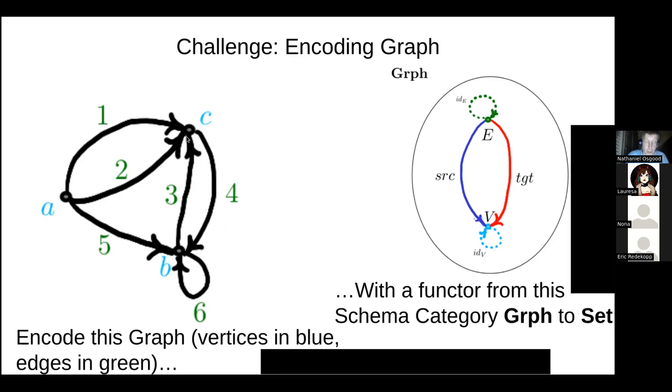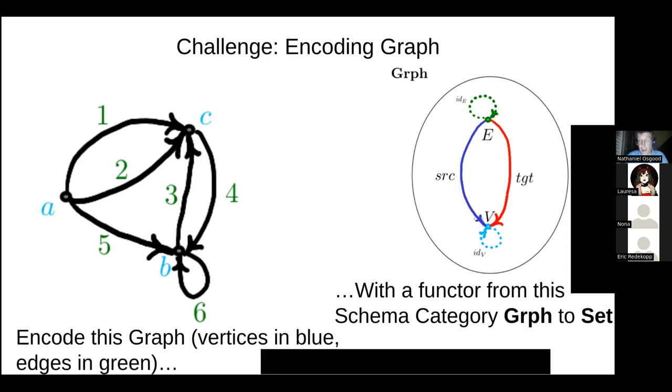C. C is the source of 4. How about for 5? 5 is A. And 6 is? B. So that's what source is. How about target? How about someone else's voice too? Target.